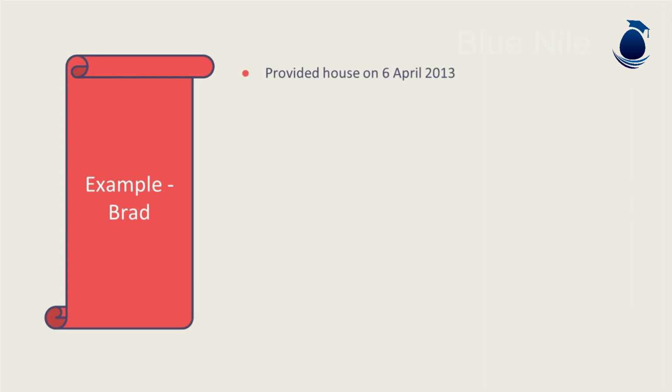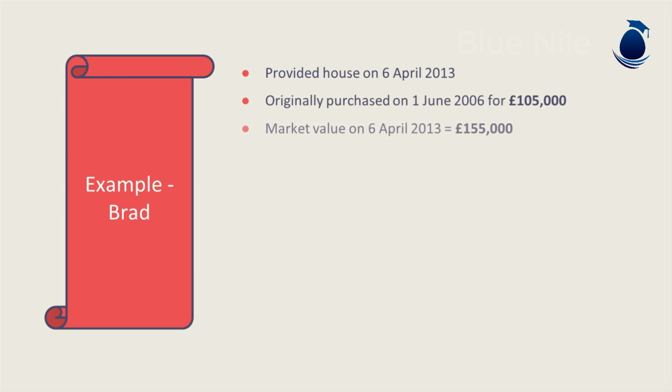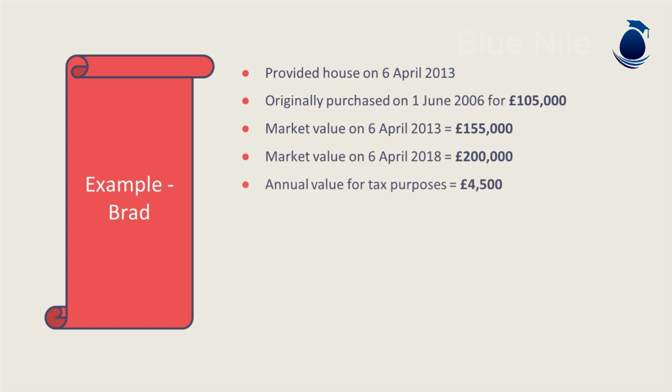Brad was provided with a house by his employer on the 6th of April 2013, which was originally purchased by the employer on the 1st of June 2006 at a cost of $105,000. The market value of the house on the 6th of April 2013 was $155,000, and on the 6th of April 2018 it had increased to $200,000. The property has an annual value for tax purposes of $4,500.